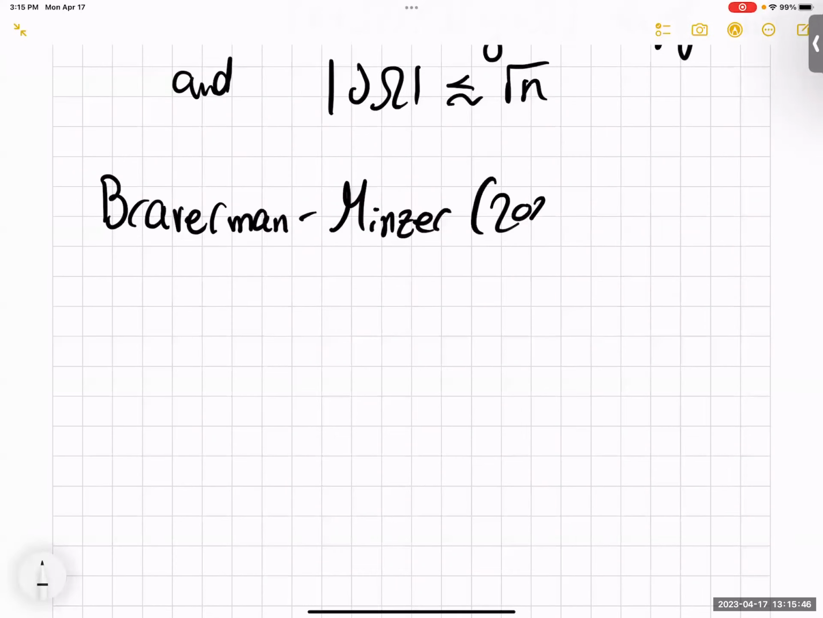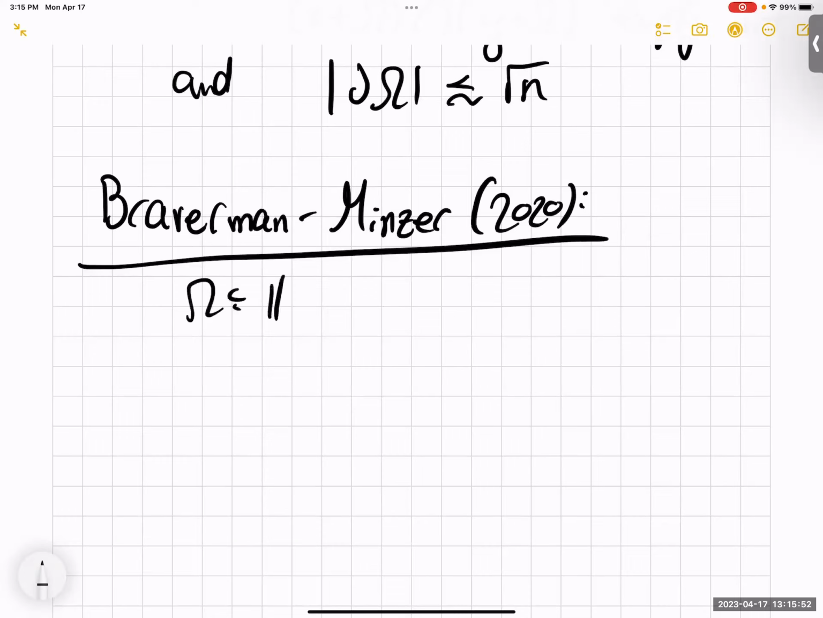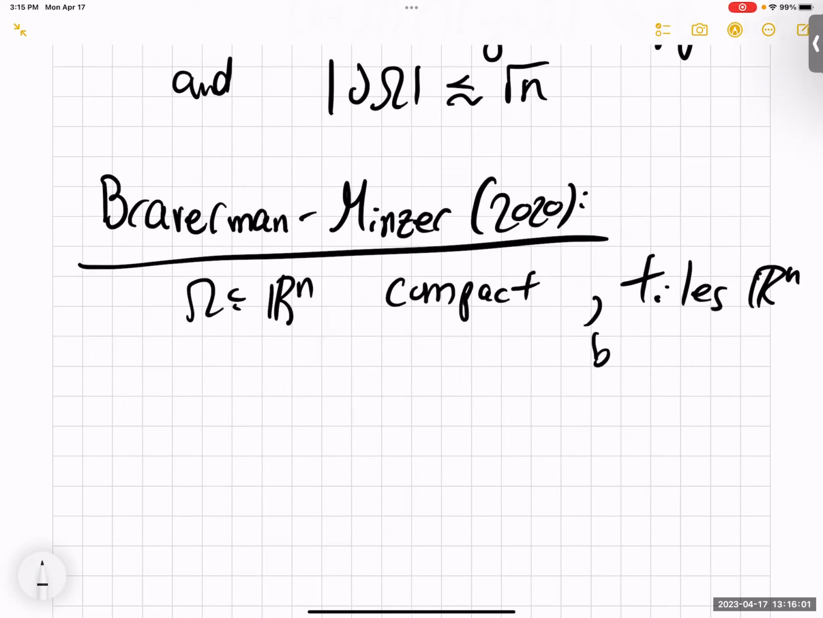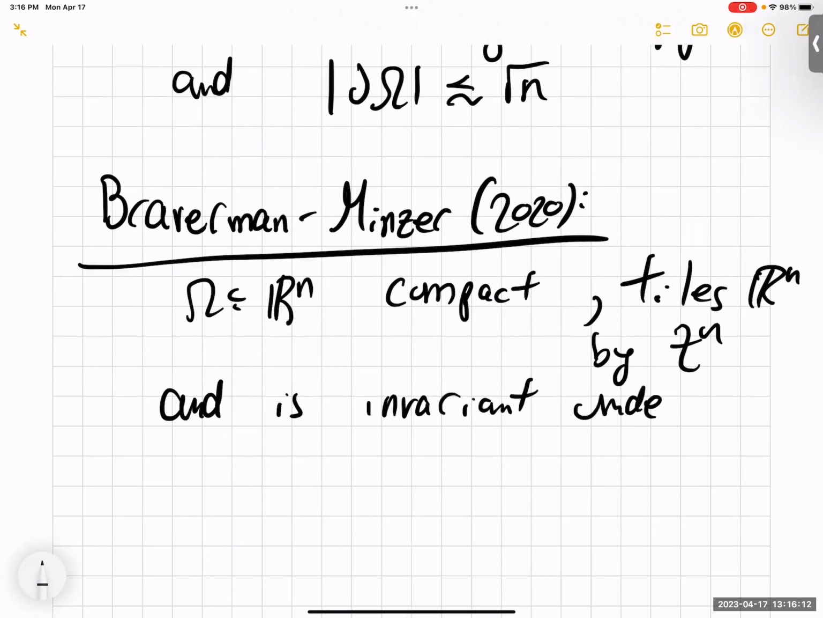From 2020, they proved that if you want Omega, so if Omega in R^n is compact, tiles R^n by Z^n. So the shifts by Z^n tile R^n, and Omega is invariant under permutations of coordinates.